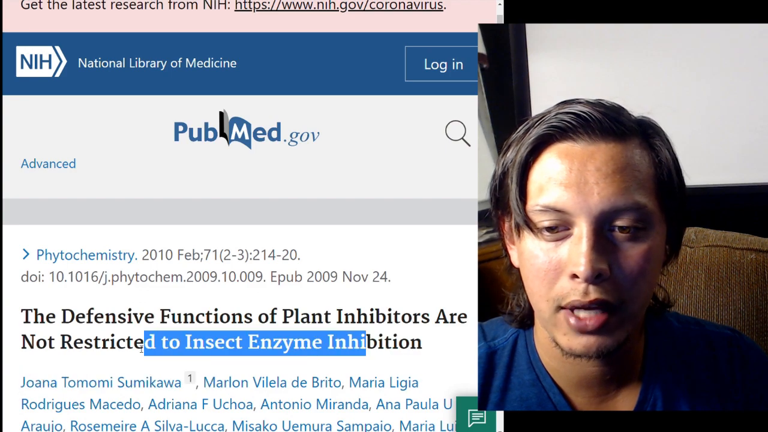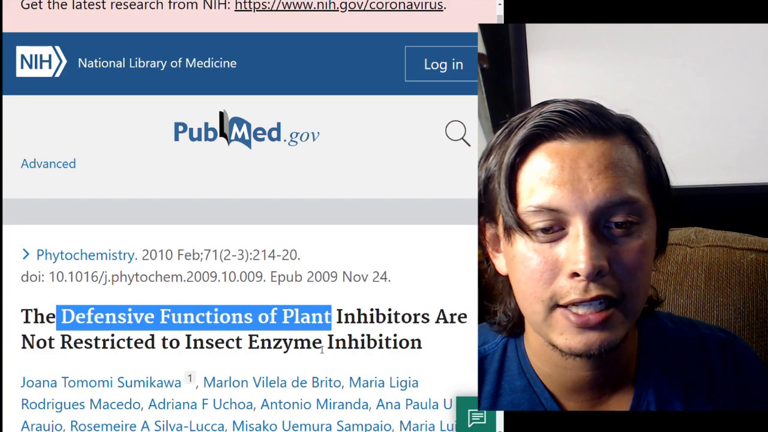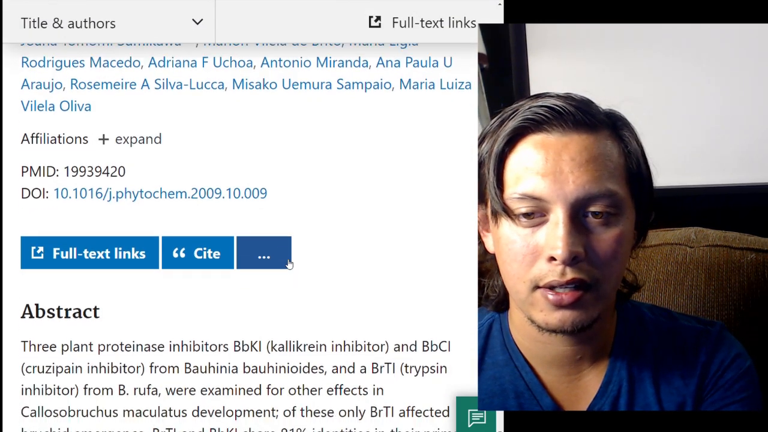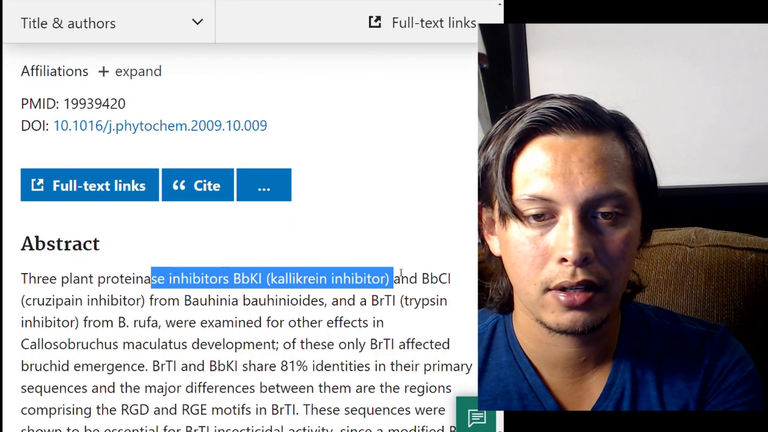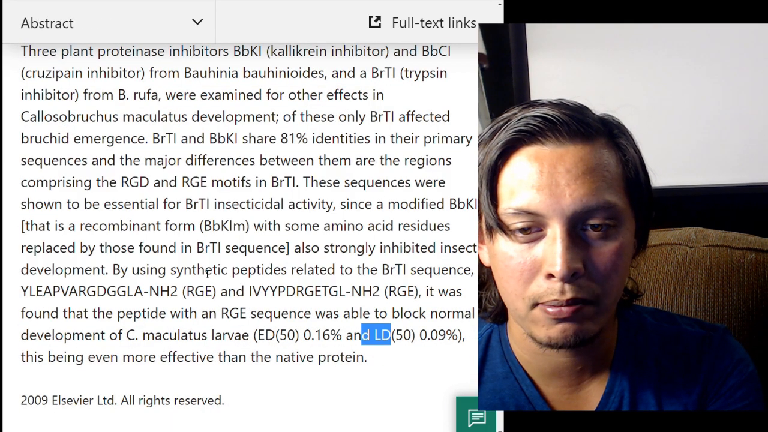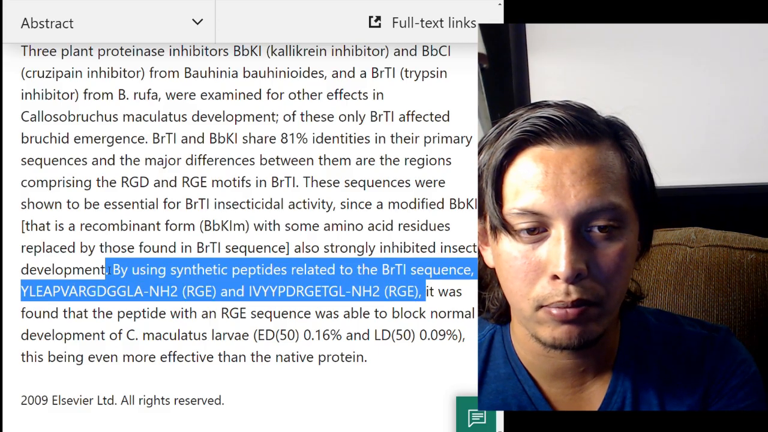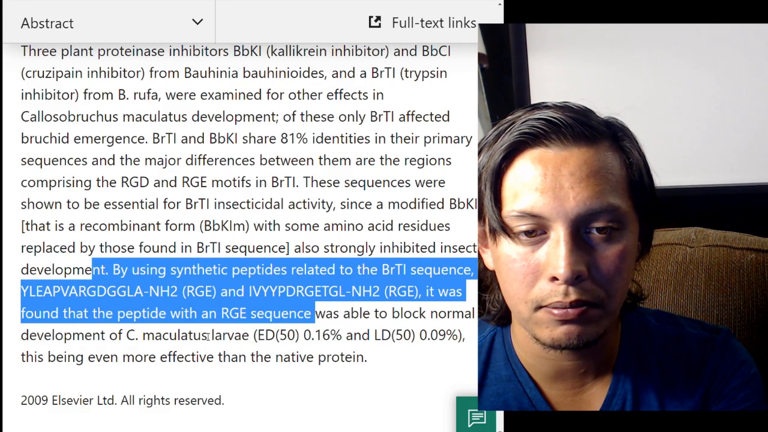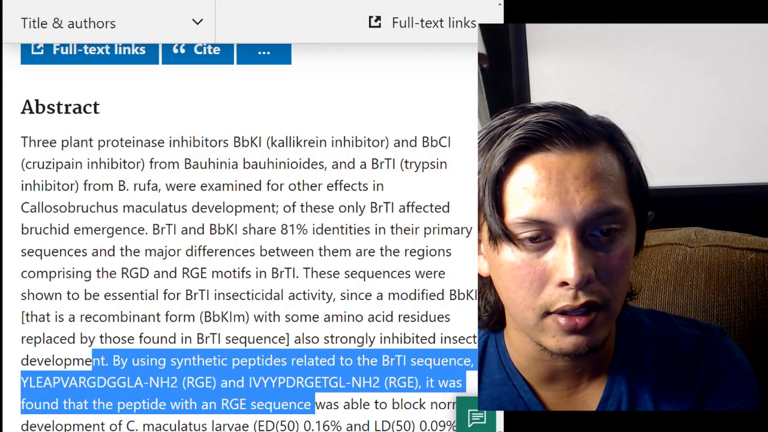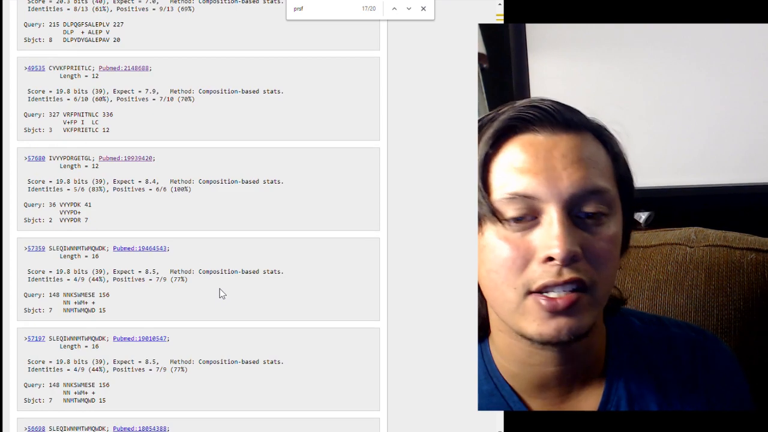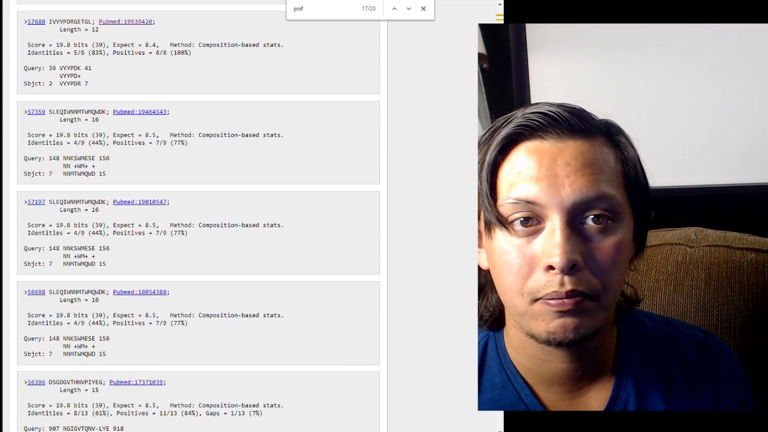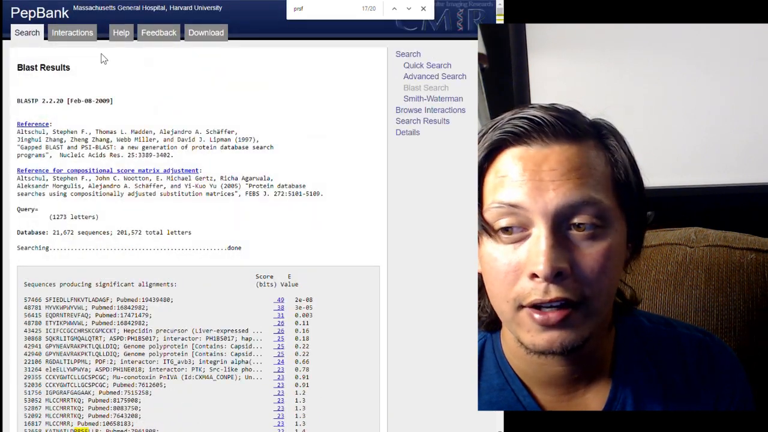The defense function of plant inhibitors are not restricted to insect enzyme inhibition. So 3-plant proteinase. Okay, I think I remember reading this. So basically, these synthetic peptides were able to block some protease activity, but yeah, I don't think that's that important. So I think we've already exhausted the ability of this PepBank to give us more hits.